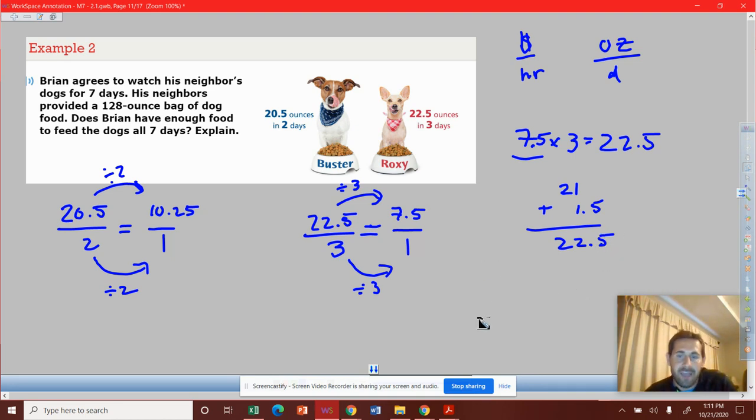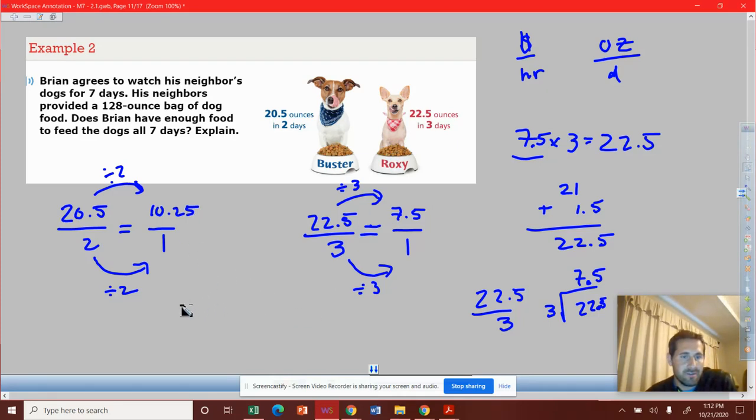If you didn't see that, then you're just doing long division: 22.5 divided by 3. You set it up, and when you do your long division, you will get 7.5. But we haven't even answered the question. They didn't ask us what the rate is. They asked, is 128 ounces enough food? Well, we're feeding both dogs every day, hopefully.